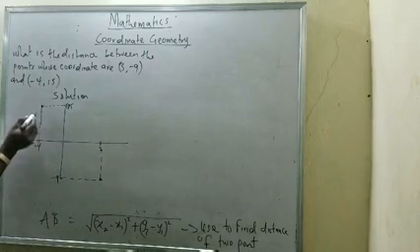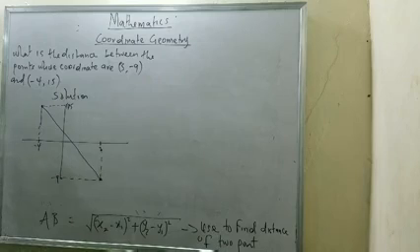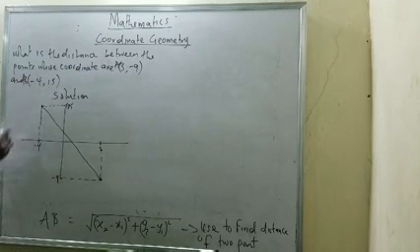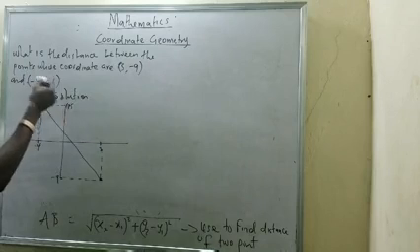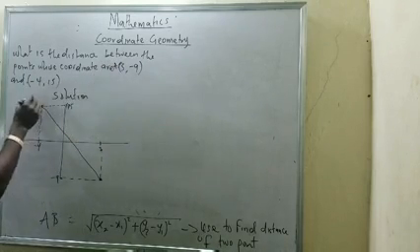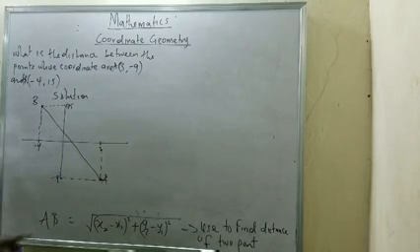It means I will join these points together. By joining them, I want to know the distance between them. Let me call this place A and this place B. I want to join these two together. I'll call this place A. I want to know the distance between this and this. That is what is called coordinates.